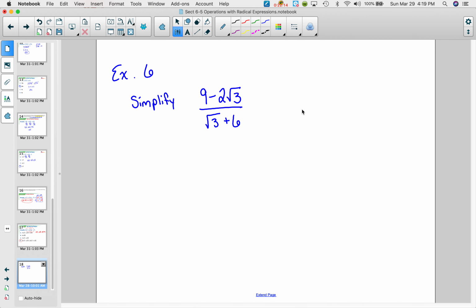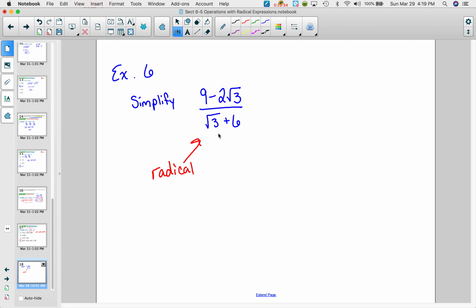And one last example. And on this one, we are simplifying. It's a division problem. Notice that we have a radical. In the denominator, we have a square root, and that's not considered simplest form.